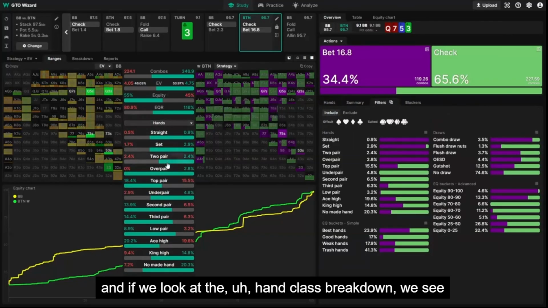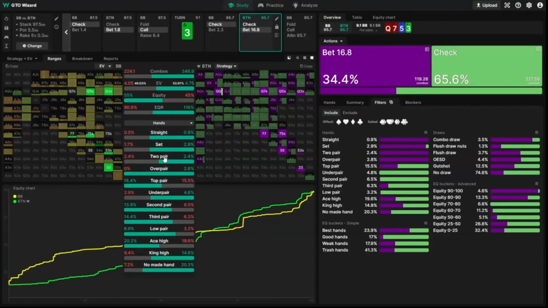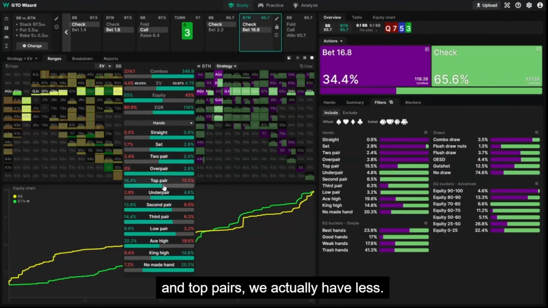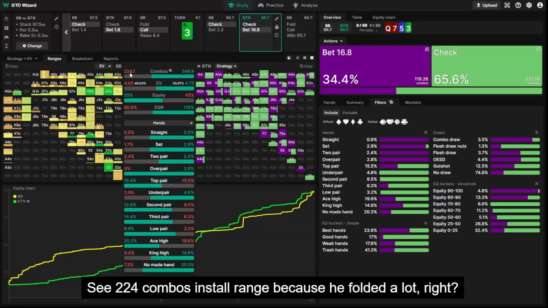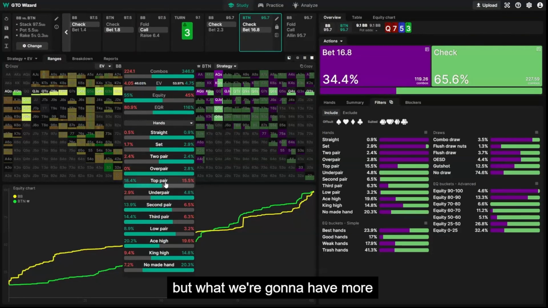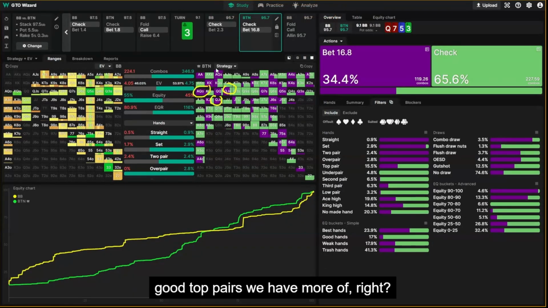And if we look at the hand class breakdown, we see that we have more straights, more sets, about the same amount of two pairs, more overpairs, and top pairs we actually have less. Why do we have less top pairs? Well, because our opponent is removing a lot of bad hands from his range. He just has a lot fewer combos in his range. See, 224 combos in his total range because he folded a lot, right? So we actually have less top pair, but what we're going to have more of, if you just use your eyes, is good top pair, okay? Good top pairs we have more of, right?